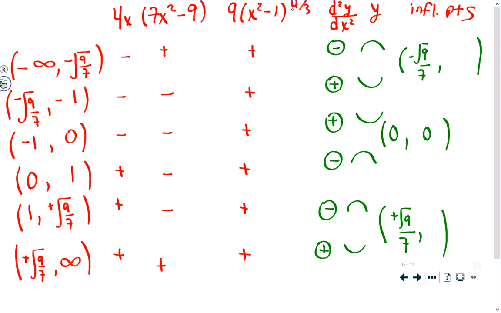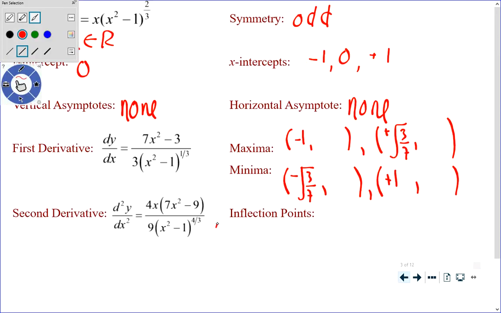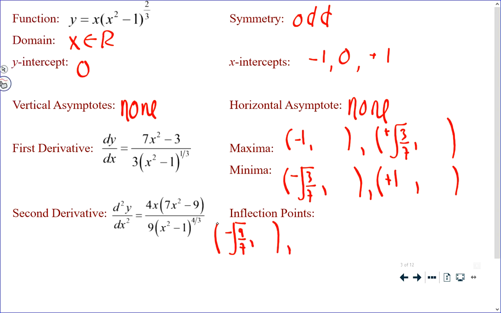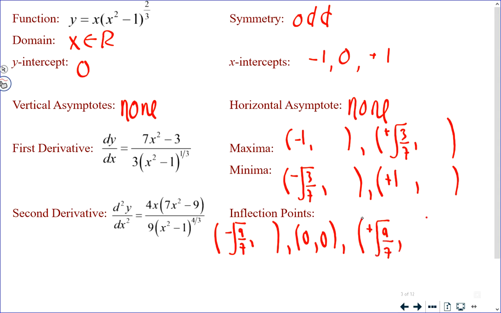Now what we're going to do is put those 3 points into our summary table. So we have an inflection point at negative root 9/7, comma, some number. We have an inflection point at 0, comma, 0. And we have an inflection point at positive root 9/7, comma, some number.